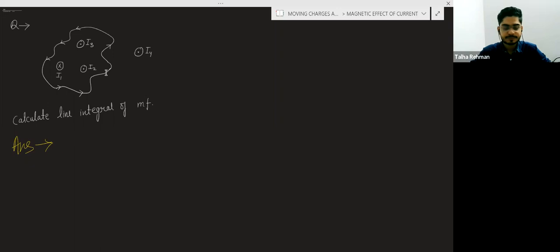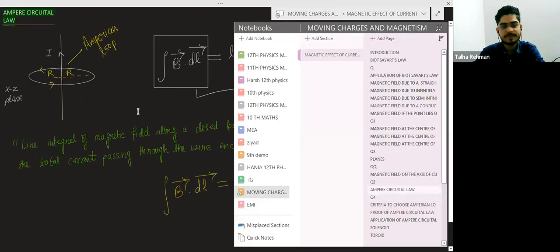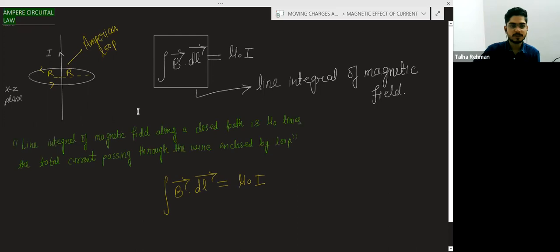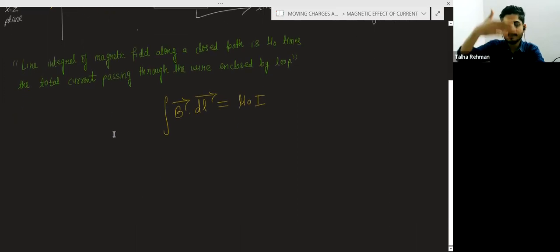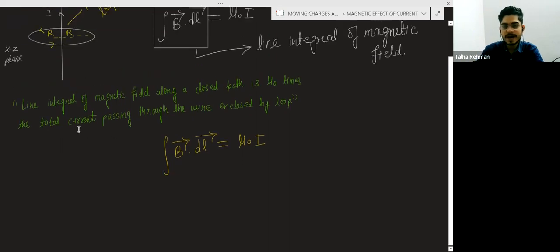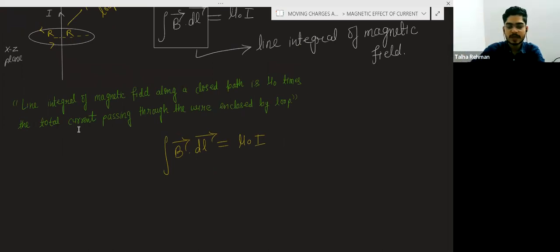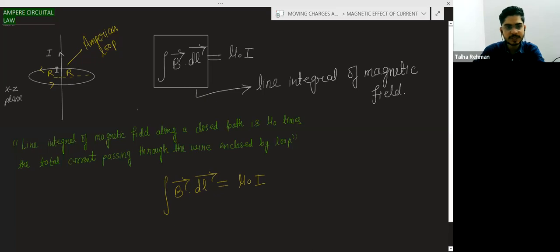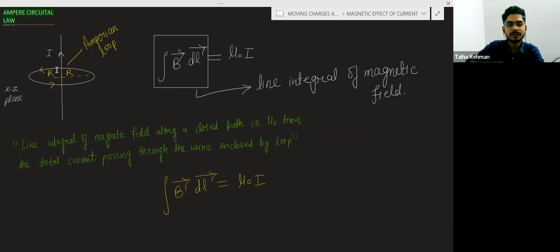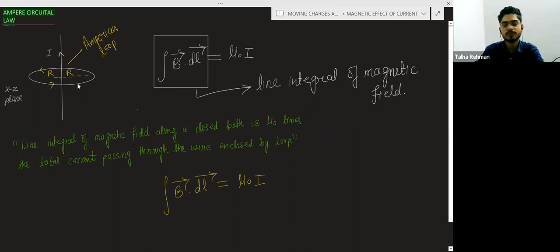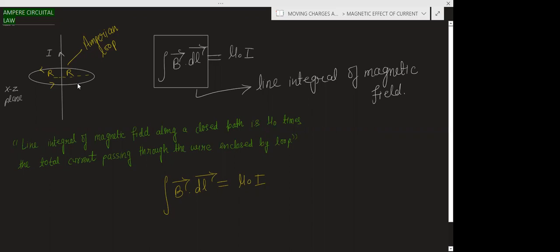Now how will we decide the direction of the loop? I am telling you what you will do. Point your thumb in the direction of the current, and the sense of curvature of your fingers will give you the direction of the loop. Here you can see the current is in the upward direction. When you curl your fingers, this will be anti-clockwise, so this will be the direction of the loop. This is a very simple thing.